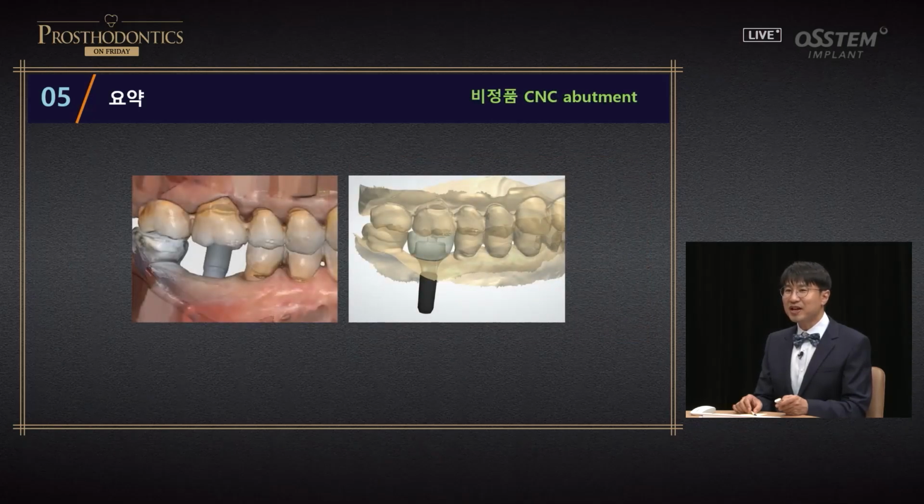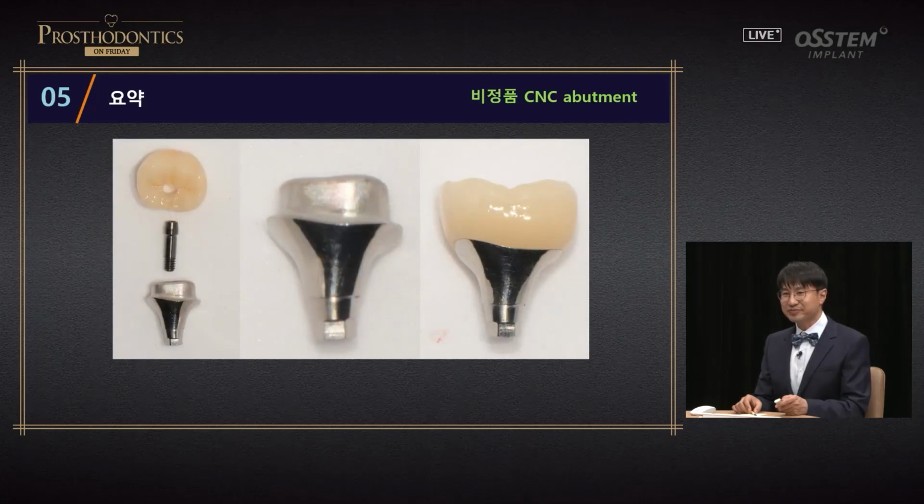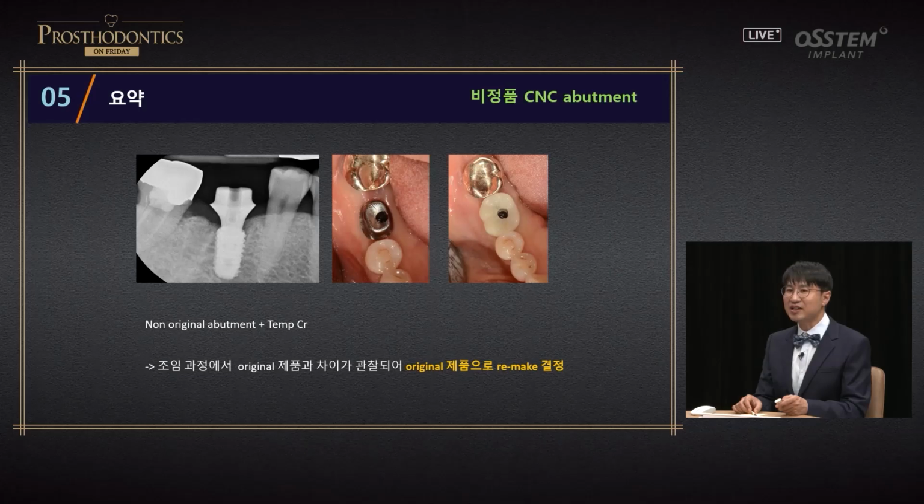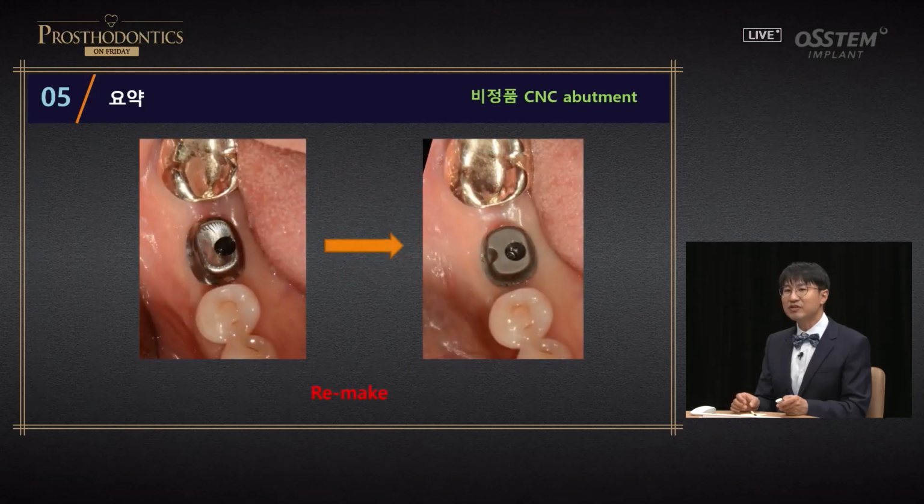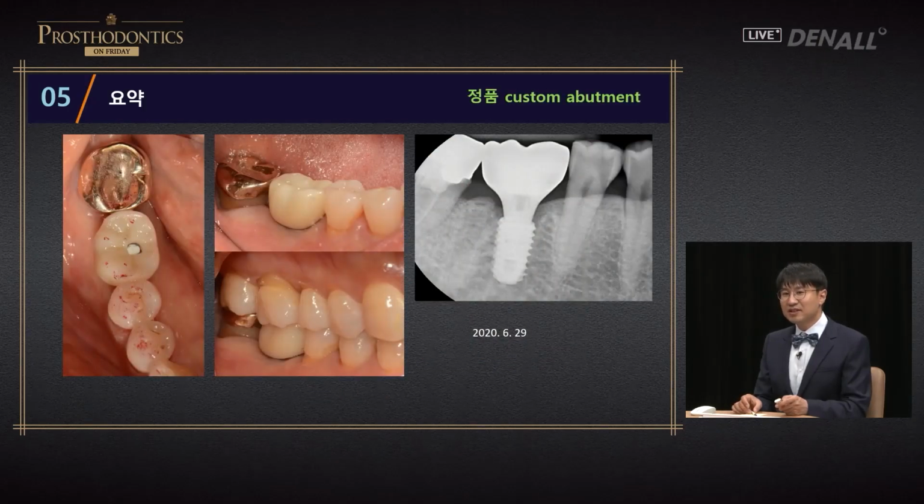This is a different case. I understand that hex is at the center of digital dentistry. I used a non-original abutment, and in one step I tried to fabricate prosthesis, but as I was assembling it, I found the difference with the original product, so in the end I had to remake it using the original product. This is the final prosthesis.